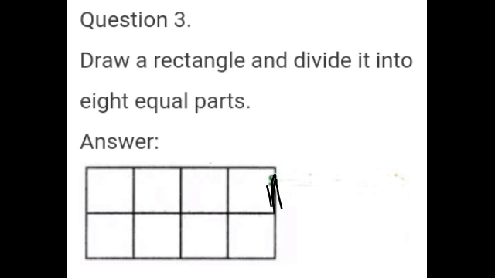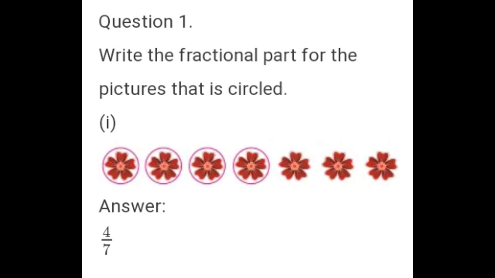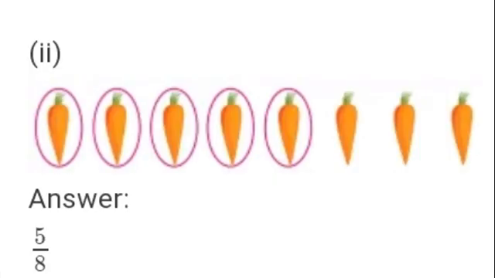Now we'll move to exercise 6.2. See, my dear students, the first one is: write the fractional part of the pictures that is circled. So we need to write the fractional part which is circled. So how many flowers are there totally? Totally there are 7 flowers. Among the 7 flowers, how many flowers were circled? 4 flowers were circled. So the answer is 4 by 7. And the second one, in the same way, we need to do the second one also.